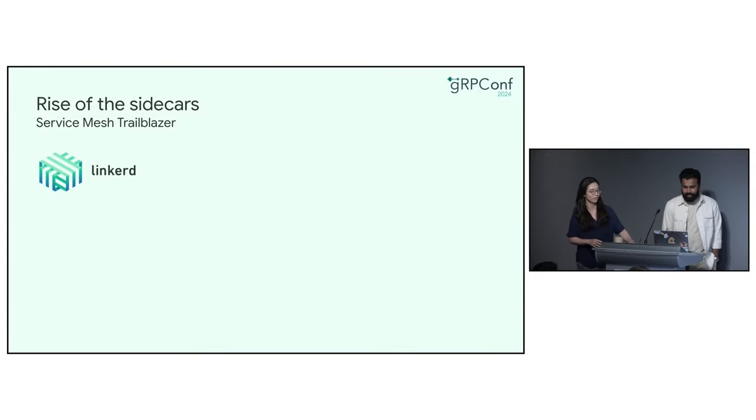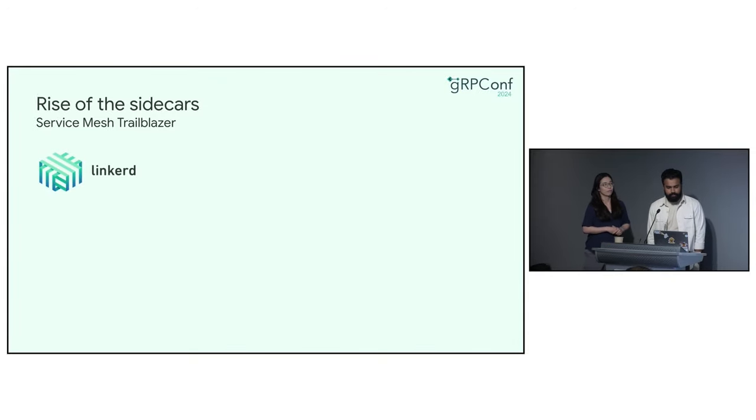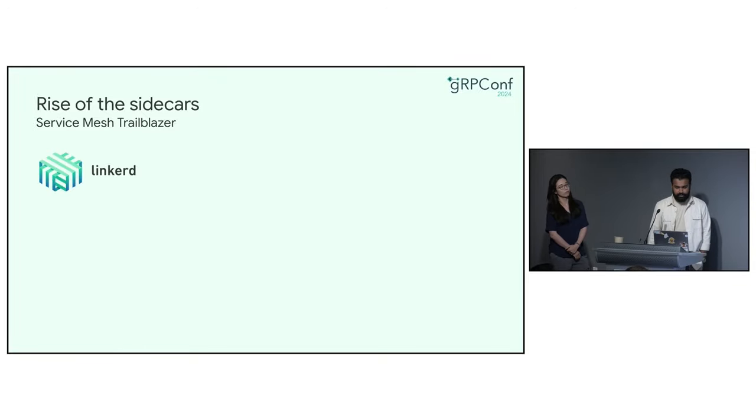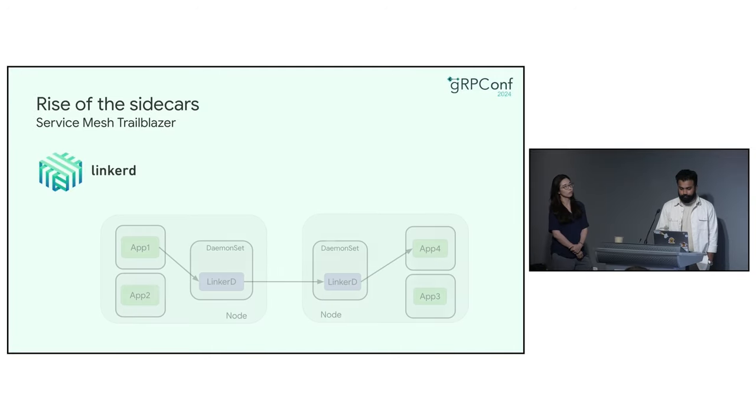Thank you, Gina. So the rise of microservices created an explosion of service-to-service communication, making network management incredibly complex. Let's rewind to the early days of the service mesh movement. In early 2016, Linkerd was at the forefront as one of the first data plane proxies to tackle the challenges of microservices communication head-on.